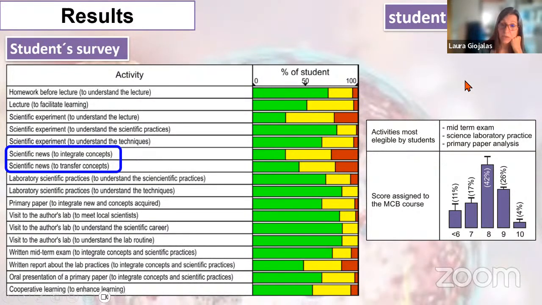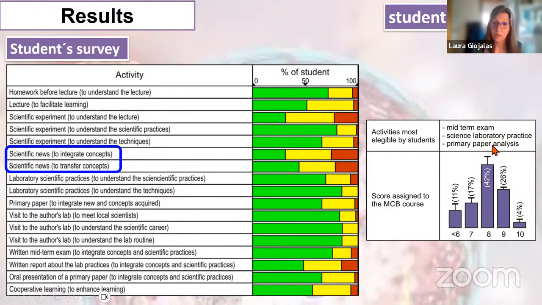Then we ask the students to mention the three activities that they like the most, and they like the midterm exam very much. It happens to us every year that they finish the exam and say, "Oh, professor, I don't know if I did it well or not, but I enjoyed performing this kind of exam a lot." Also, they like the science laboratory practice, and the analysis of a primary paper.